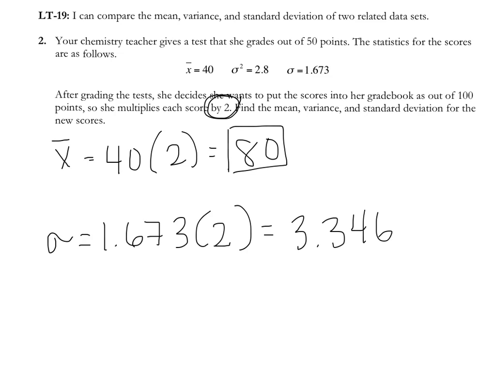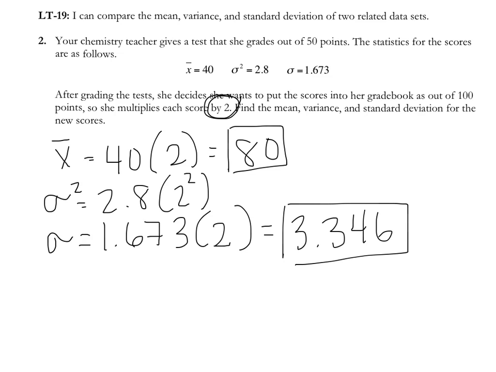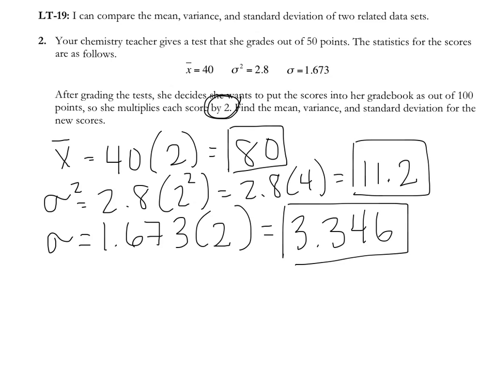The variance, however, does not get multiplied by 2. The variance gets multiplied by 2 squared. So we need to take our variance and multiply it by 4, and that will give us our new variance. So when we take each number in a data set and we multiply by some number, the mean and the standard deviation get multiplied by that number. The variance gets multiplied by that number squared.